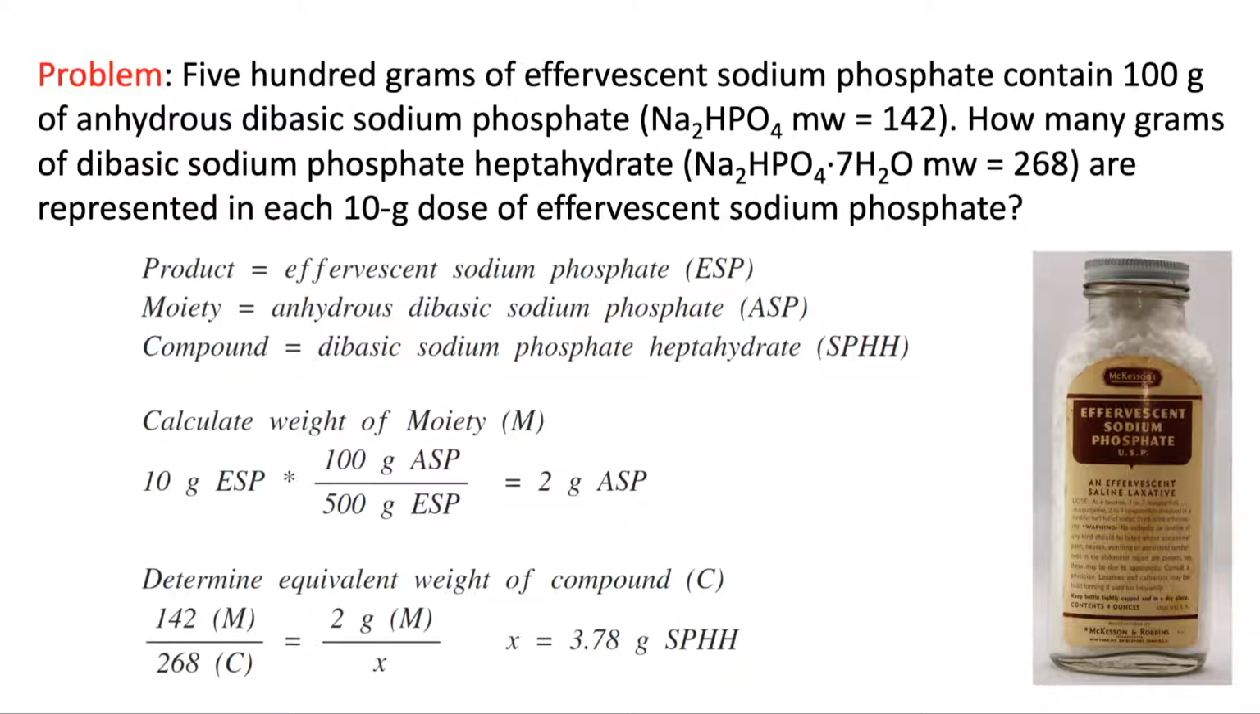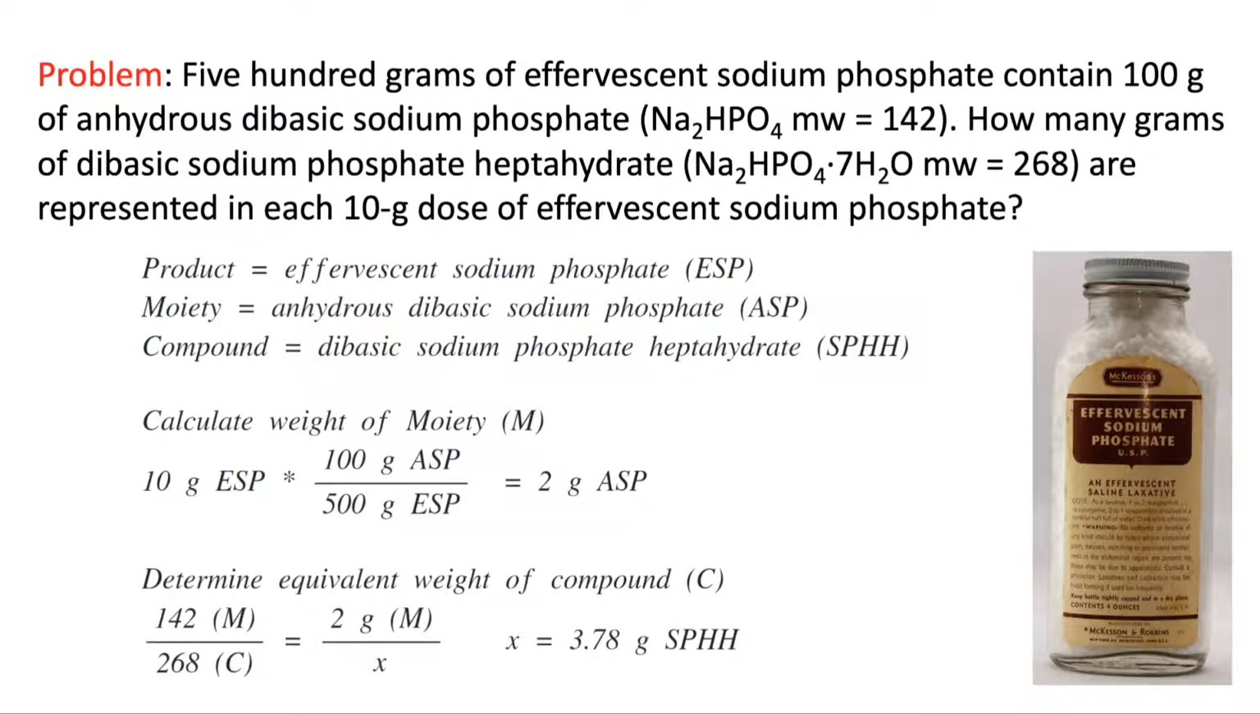And that represents the weight of the compound, the SPHH, or the dibasic sodium phosphate heptahydrate, which is the compound. We know we need 3.78 grams of that compound to provide 2 grams of ASP, which is the moiety, and that's the amount of moiety contained in 10 grams of our product, which was the effervescent sodium phosphate. So I just worked us backwards from our answer. Hopefully you see the step-by-step through this.